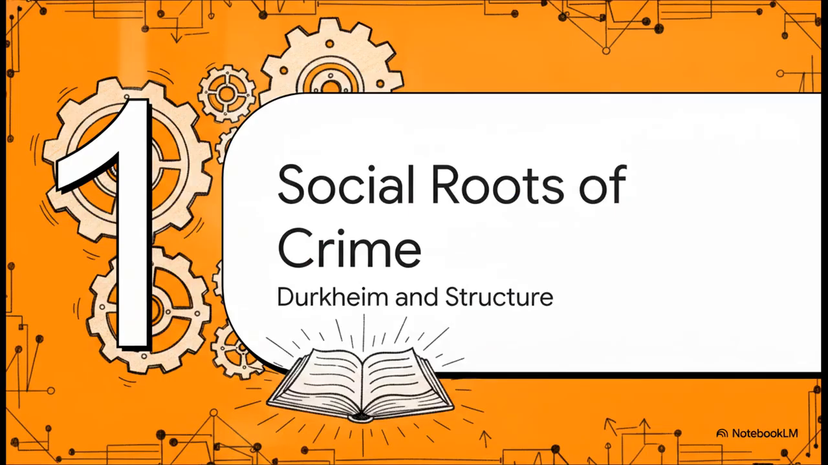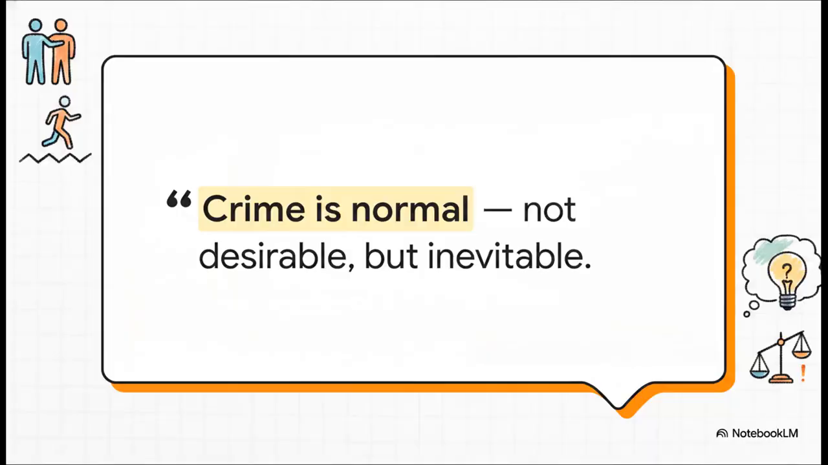Section 1. The social roots of crime, focusing on Durkheim and structure. We're actually starting our journey right at the turn of the 20th century with French sociologist Émile Durkheim. This guy completely revolutionized how we view rule-breaking. Just listen to this quote. "Crime is normal, not desirable, but inevitable."